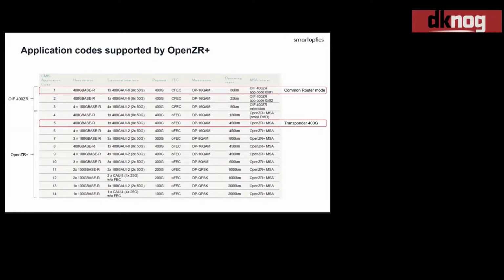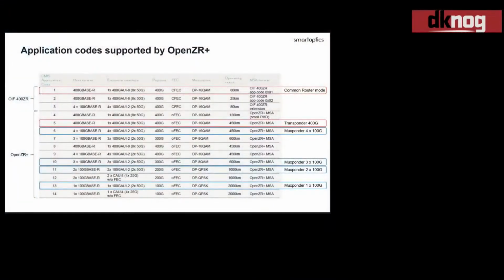Cisco, buying Acacia, has a very good and mature implementation of this. But in general, what we've seen is that that mode is working quite well in the majority of the routers today. Some of the other modes that could also be of interest are, for example, running 4 by 100 gig over a 400 gig line. Why is this of interest? The router has a 400 gig native interface.